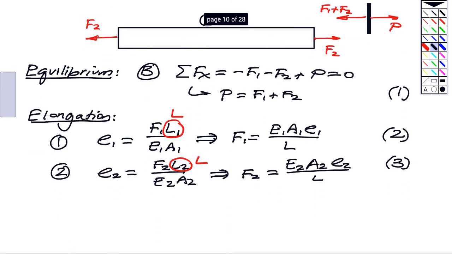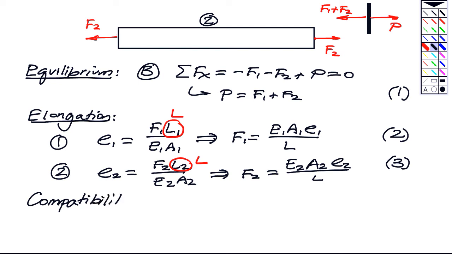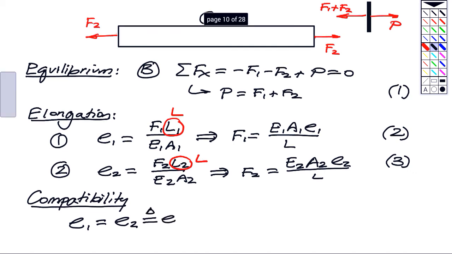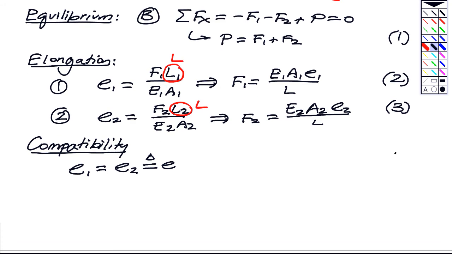So one thing I haven't said yet is something about the compatibility of these two elongations. And what I mean by this is that the elongation of 1 has to be the same thing as the elongation of 2. They're welded together on the left end, they're welded on the right end. So what I'm going to do is just call that symbol e. That's the answer we're looking for there in part B. So this is my equation 4.